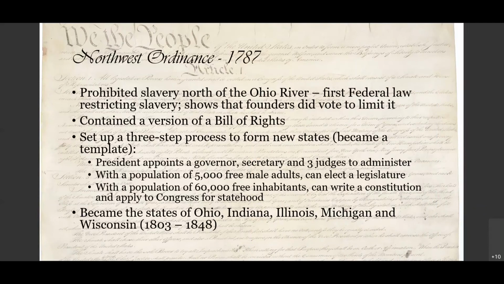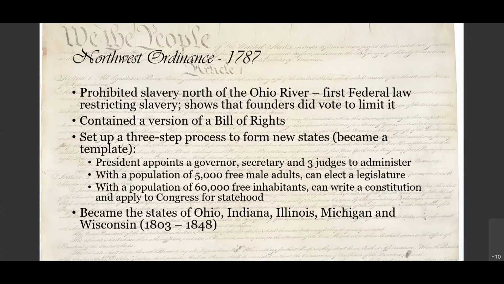Interestingly, it also contained a version of the Bill of Rights. Our Bill of Rights didn't come until 1789, but in this Northwest Ordinance, they had a list that is similar to our Bill of Rights that was explicitly written out. So that idea was developing at this time.